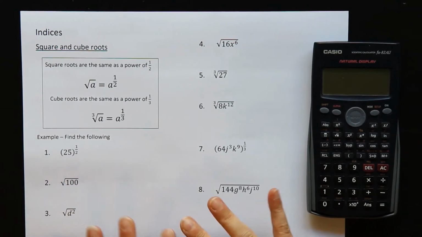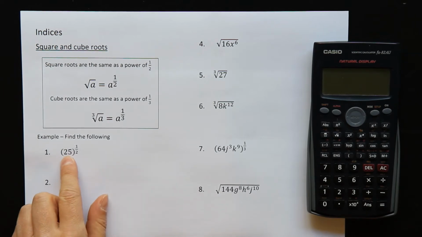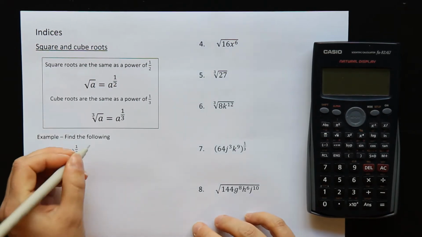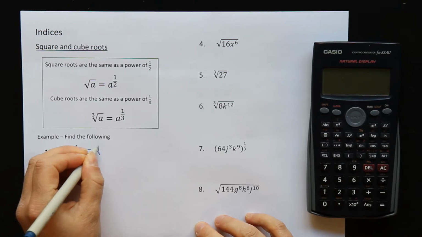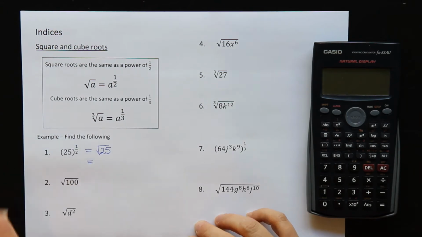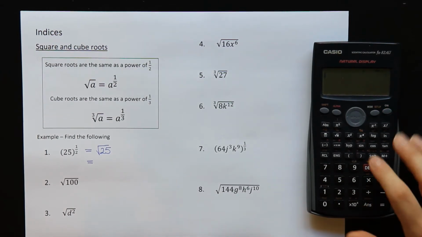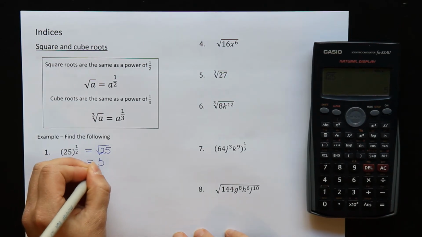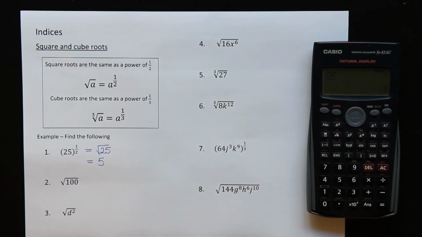So if I want to find the following, I want to find 25 to the power of a half. Now that looks a little bit strange, but remember that a power of a half is the same as a square root. So that's really just saying, what is the square root of 25? Now it might be helpful for you to rewrite that as square root of 25. And we can find out what the square root of 25 is. We can type it in the calculator if you need to, or you may already know how to square root numbers. So the square root of 25 is 5.